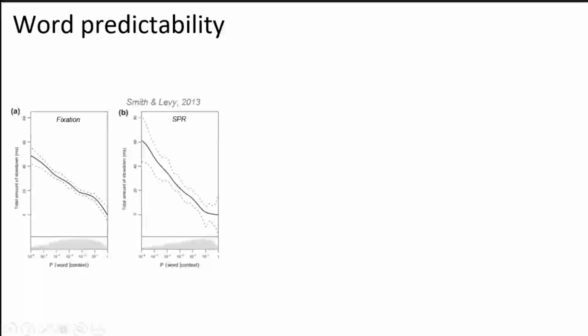And they saw an amazing, it's actually a logarithmic relationship because the x-axis here is a log scale, okay? But the less predictable a word is using these estimates from language models, the more time it takes to read it or the longer the eye will fixate on it, which is pretty amazing.